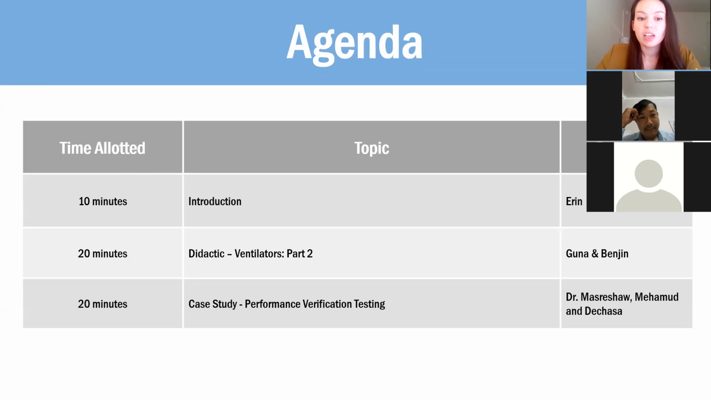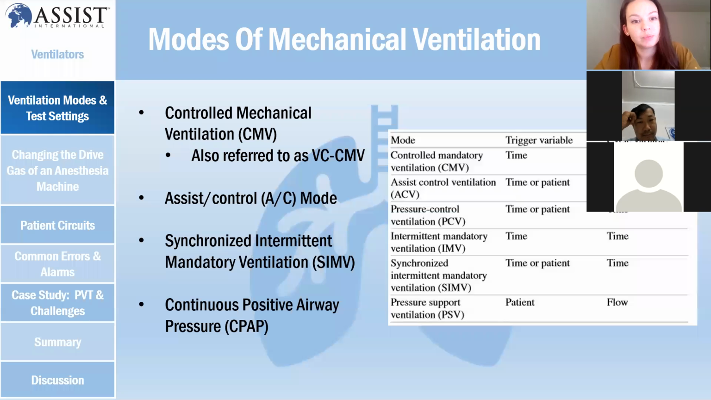Today, Guna is going to give us a didactic about ventilators, and we'll also look through some case studies from our friends in Ethiopia. And with that, I'm going to turn it over to Guna.